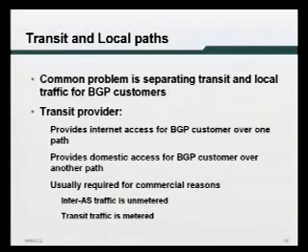And a common problem that some people are having these days is trying to separate transit and local traffic from BGP customers. You have a transit provider, they provide internet access for a customer over one path, they provide domestic access for a BGP customer over another path. And this is usually required for commercial reasons. So inter-AS traffic is unmetered, in other words they have a private peering relationship, so local traffic from one ISP is free for local traffic to the other ISP. Whereas transit traffic is metered. In other words, they can provide internet access for their private peer, or a backup, or maybe a main link. That seems to me a reasonably common situation.